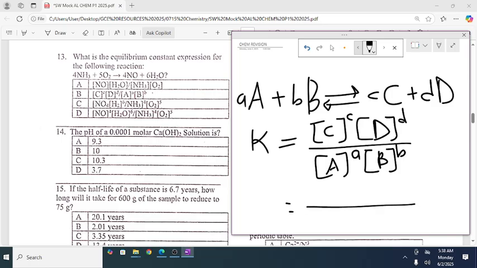So in this case, you clearly see that for the products, we have nitrogen monoxide, so it's going to be the concentration of nitrogen monoxide raised to the power 4, times the rest. So the answer is just D. You don't even have to check the other options.